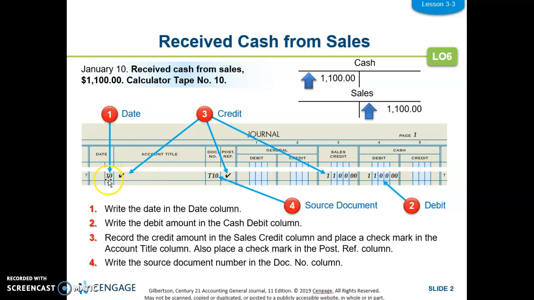So we put in the date, which is 10. Put in the document number, which is T10. That's for our calculator tape number 10. And we will put a check mark in the account title column and also a check mark in the post reference column. The reason we're doing this, post reference is used in chapter 4. It's because we're not going to have to post anything individually. It's not something we've learned yet, but you do need to put your check mark there for the time being. So we will record our cash debit and then our sales credit, and then we will be done with this transaction.